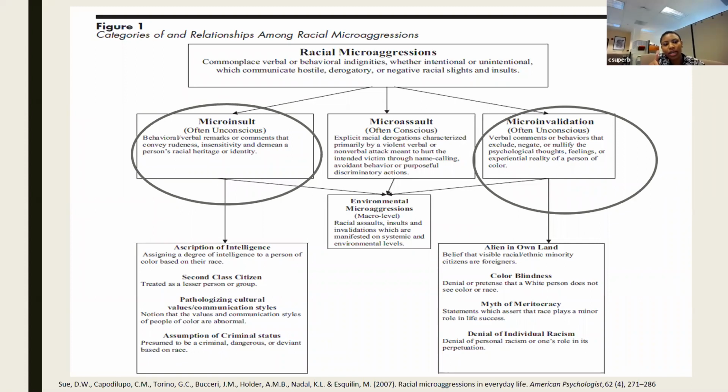We want to look at microinsults and microinvalidations. Microinsults are rude, snide, or demeaning comments, and they may not be offered with malice, but the underlying message is insulting. And it's really important to be able to tease out that underlying message, or else it can be explained away, right? And the underlying message, the idea that it's unconscious, that it's our subconscious, we want to have some parallels here. And microinvalidations are things that negate the experience of people of color.